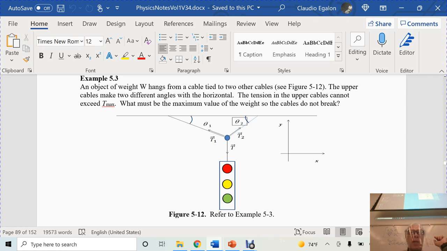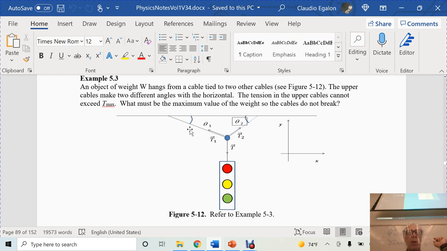Okay, our object of weight W hangs from a cable tied to two other cables. That's the figure here. The upper cables make two different angles with the horizontal, theta 1 and theta 2. The tension in the upper cables, those two cables here, cannot exceed T maximum.